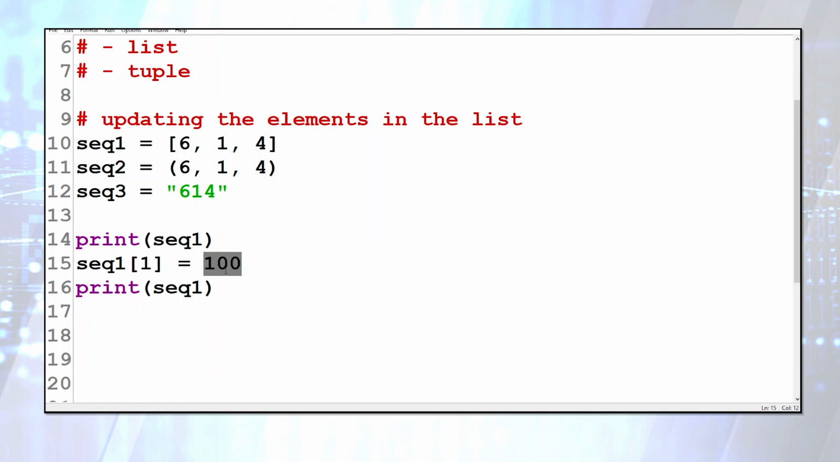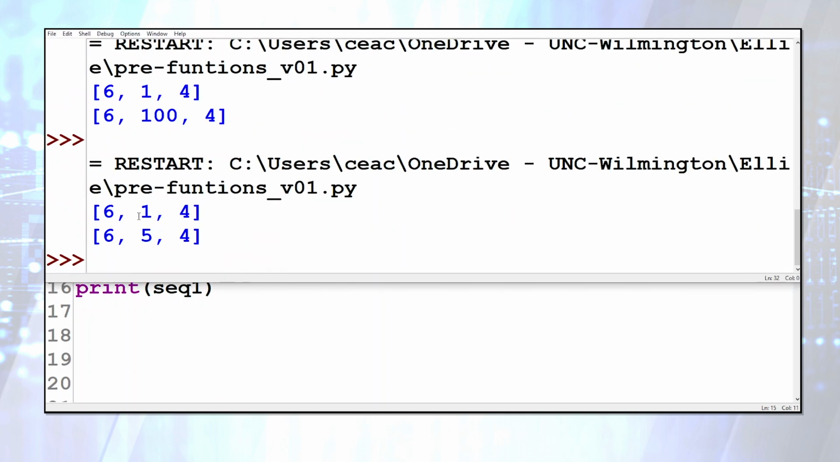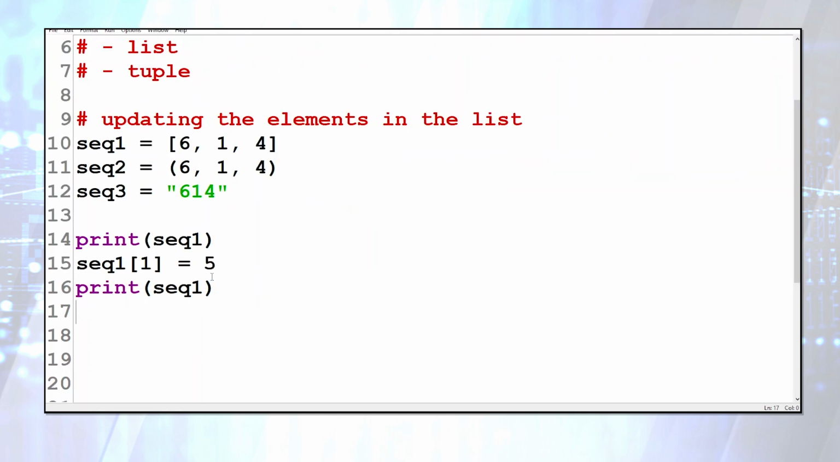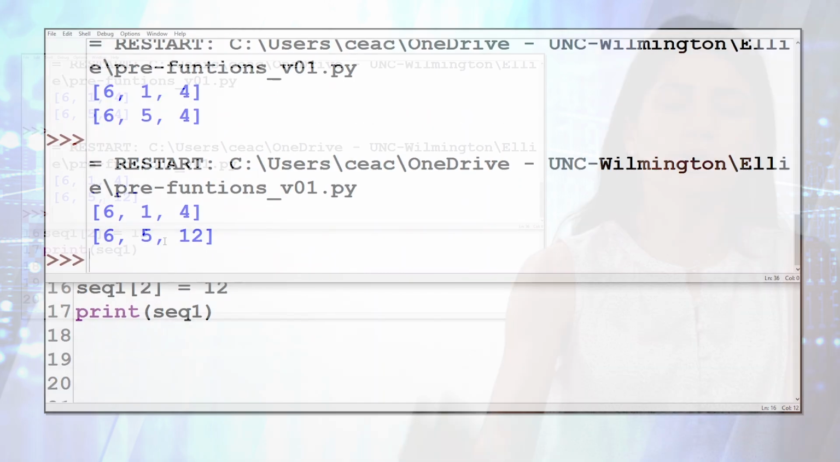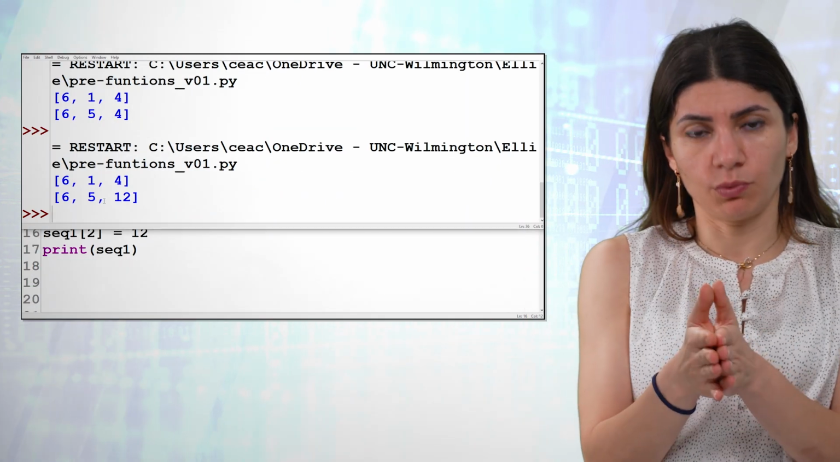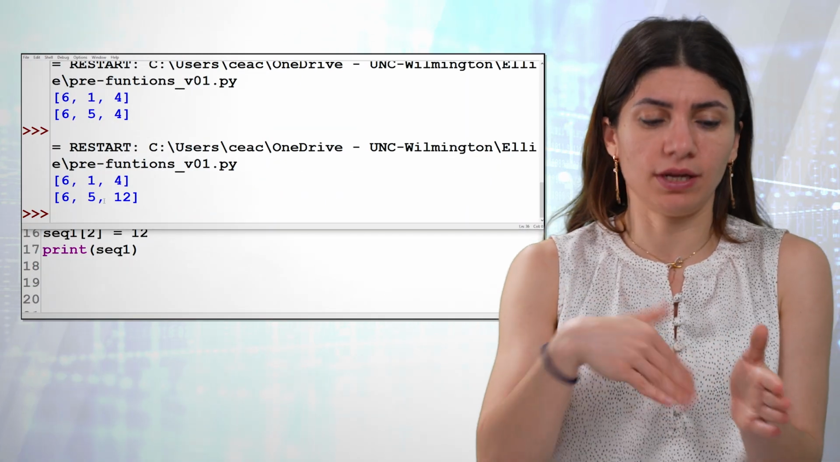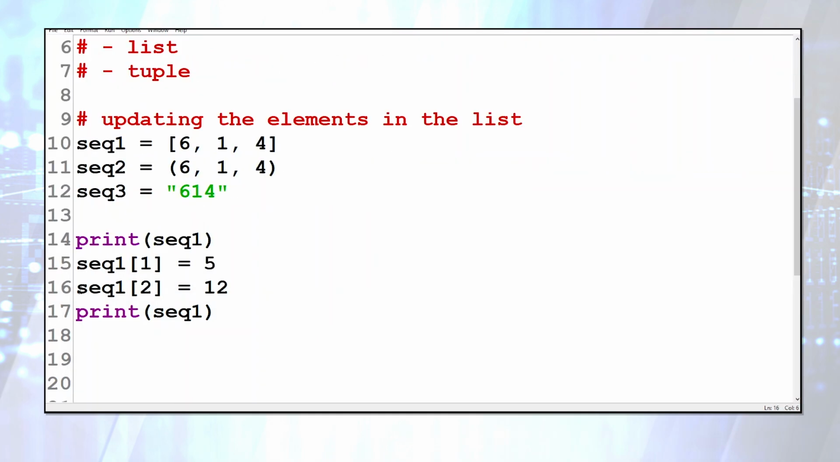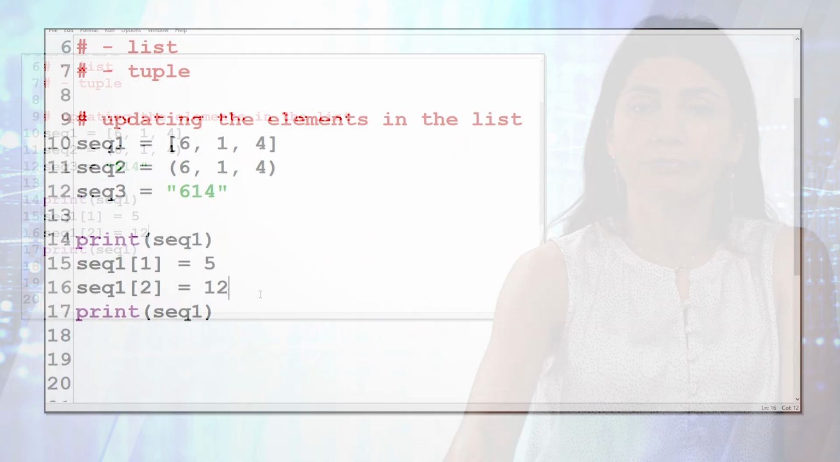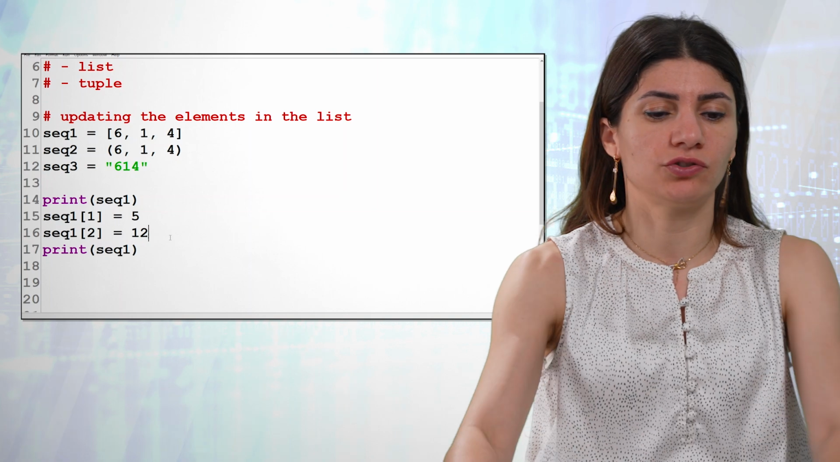If you want to change it to anything else, you can do that. Let's say I want to make it 5, and it simply changes it to the value that you ask it to. You can also change multiple values. I'm changing index number 1. Let's say I also want to change index number 2 to something else. Let's say I want to have 12 in it. As soon as you do it, it changes index number 1 first, and then it goes into the next line, line 16, and changes the value in index number 2 for you. So you simply go through and change the values.